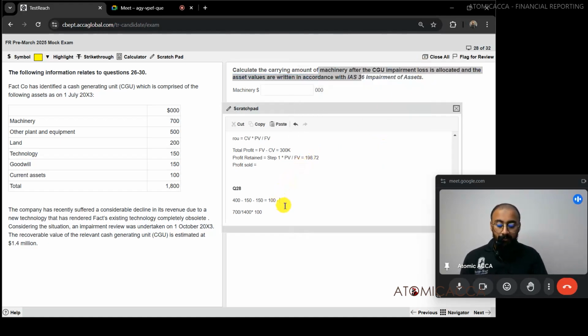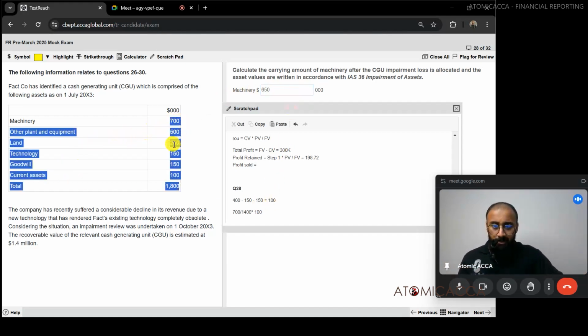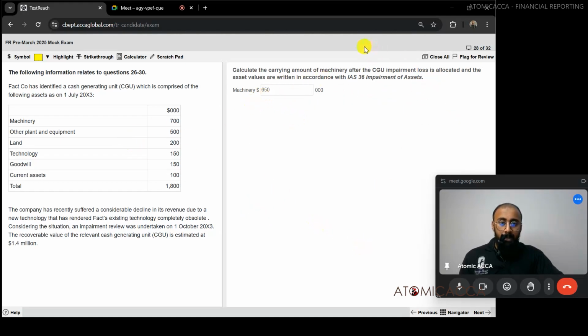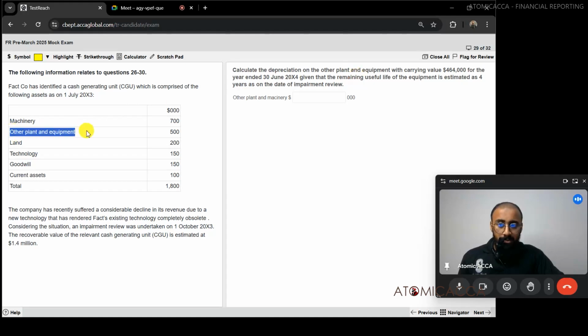That means out of 700, if I allocate 50 impairment for machinery, then what will be the balance? 700 minus 50,000 is equal to 650,000. Let's cross check this quickly. 700, 900, 900 plus 500, 1400, 700 by 1400 is 50, 1500. Okay. So 650,000 is the total carrying value, basically the recoverable amount post impairment. Next thing, calculate the depreciation on the other plant and equipment. So this is other plant and equipment. They're asking you to calculate depreciation.